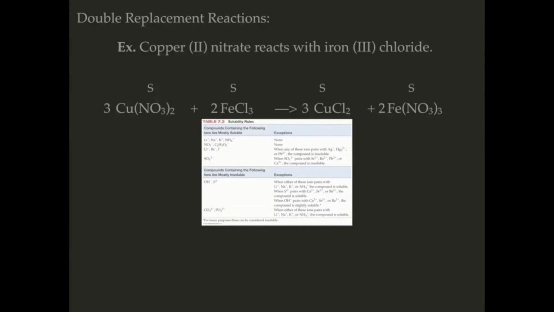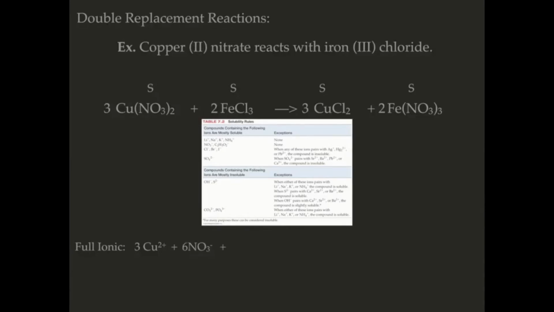So what I can do now is I can take this double replacement reaction and I can write the full ionic reaction. So anything that's soluble I break up. So the first thing I'm going to break up is copper nitrate. Now, copper has a 2+ charge, so when I break it up into its ions, I'm going to have 3 copper 2+ ions. Okay? And that's going to react with, well, I've got 6 nitrate ions because there's a 3 in front for the coefficient and then a 2 for the subscript. So I've got 6 NO3 minuses.